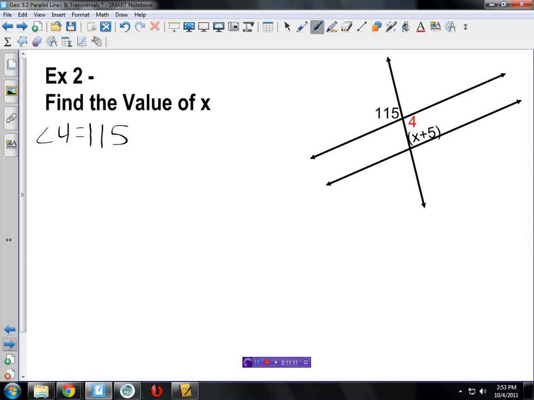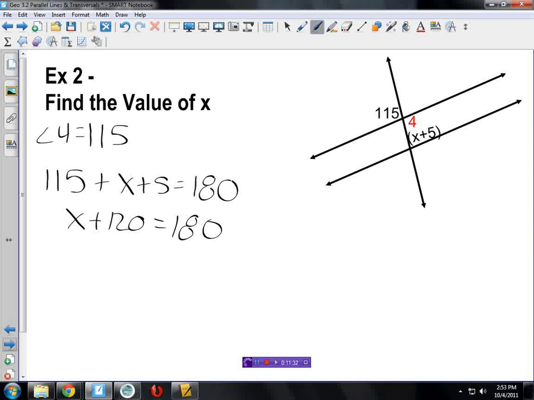Now, angle 4 and x plus 5, they are consecutive interiors, right? So we know that they're supplementary, so I can say 115 plus x plus 5 is equal to 180. This is x plus 120 when I combine like terms. 60. Minus, excuse me. X is 60. But this was kind of a long way, right? Because we solved for angle 4.